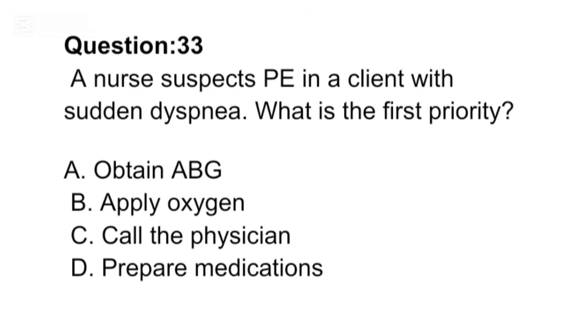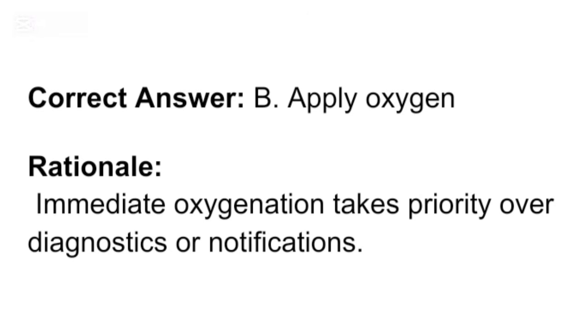Question 33. A nurse suspects PE in a client with sudden dyspnea. What is the first priority? A. Obtain ABG. B. Apply oxygen. C. Call the physician. D. Prepare medications. Correct answer, B. Apply oxygen. Rationale. Immediate oxygenation takes priority over diagnostics or notifications.